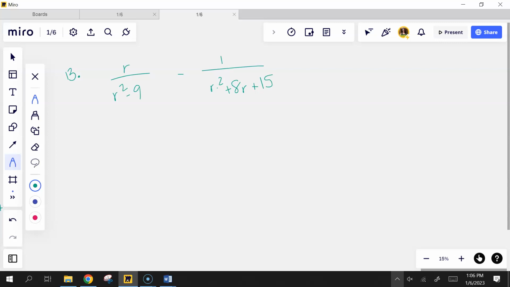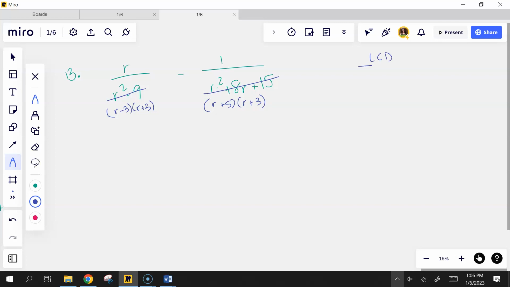All right, I'm going to factor everything, and that's going to be my first step. 13 on the homework. So I'm going to make this r minus 3, r plus 3. And I'm going to make this one, what multiplies to 15 adds to 8, 3 and 5. So r plus 5, r plus 3.